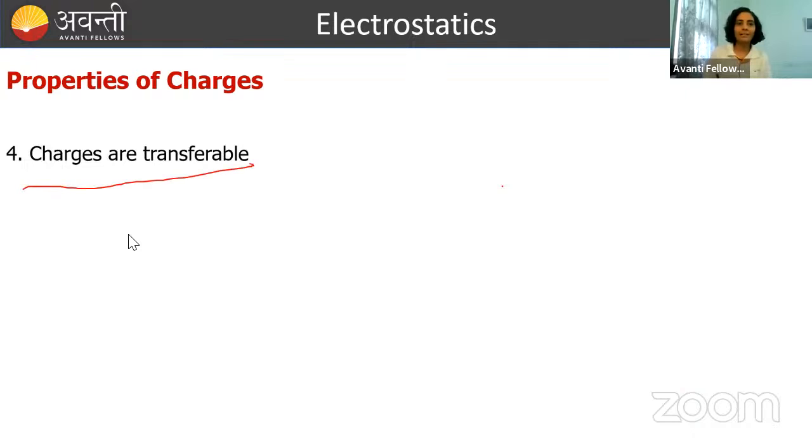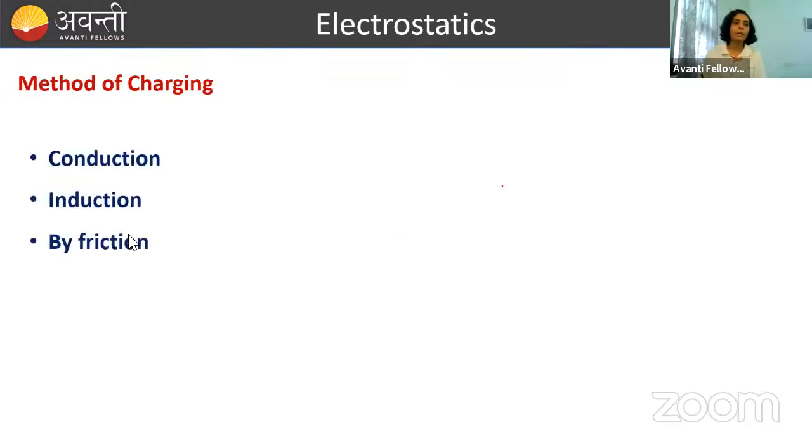Okay. So charges are transferable. Yes, we can transfer charge from one body to another. Just now we have seen that if one has a positive charge and we connect it to another conductor through a conducting wire, it will transfer its charge to it. So yes, charges are transferred. Okay, now the methods of charging: conduction, induction, and by friction. One by one, we will try to understand what conduction is, what induction is, and how we can charge bodies by friction. Till now, does anyone have any question?